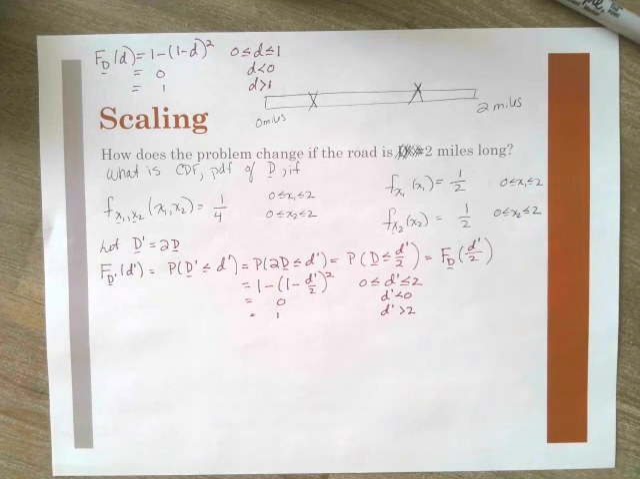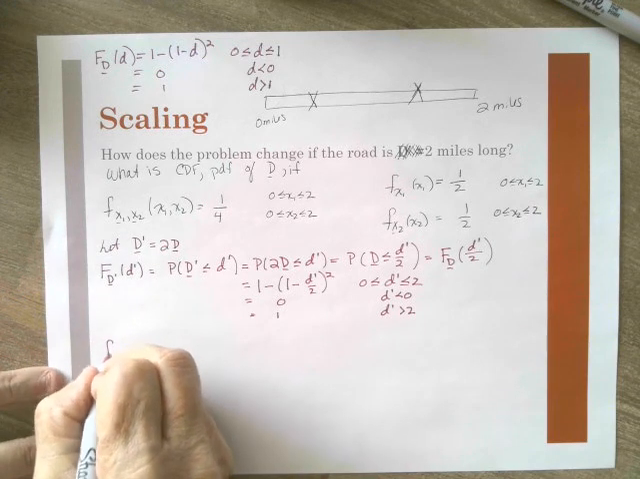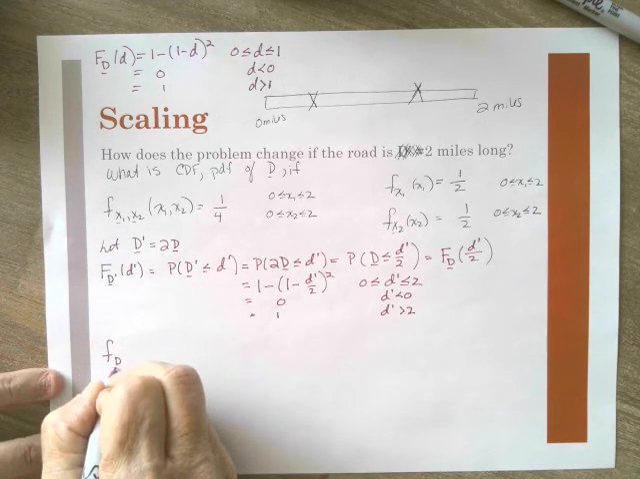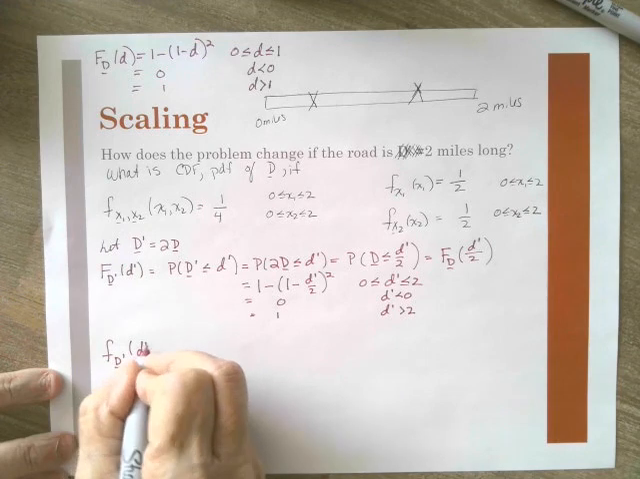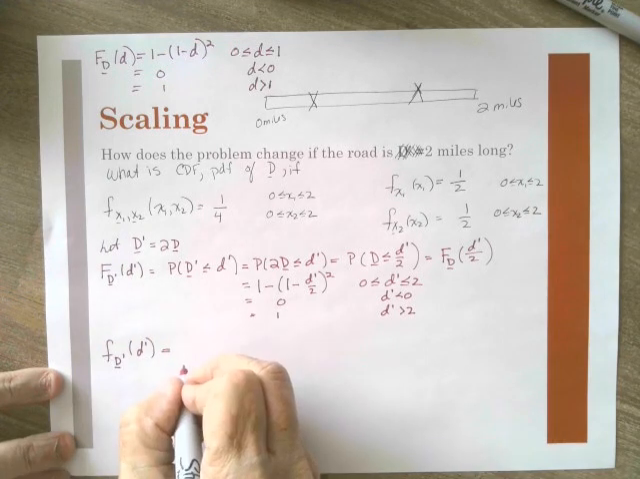So now we've got the CDF. Now we can get the PDF for d prime by taking the first derivative.